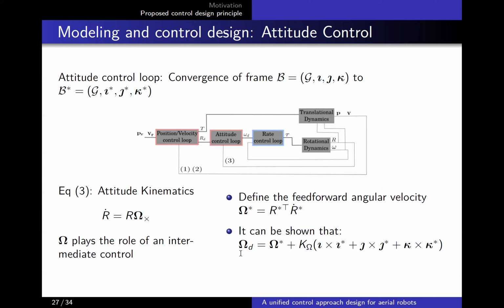The omega d is my control input right now. This is what I said before. I use this as control. In order to use it as control, I have to use the cross product between I and I star. Summing up all of these vectors, I can ensure that the orientation converges to the desired orientation exponentially and almost globally.